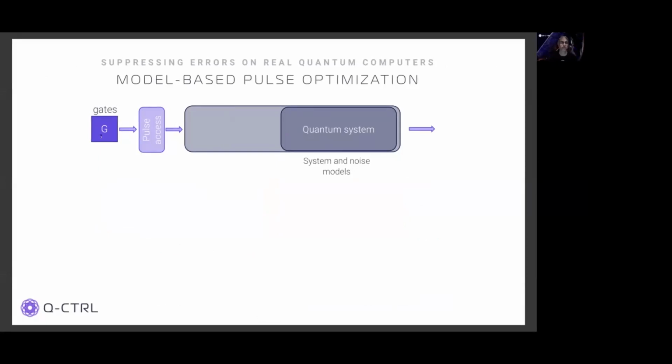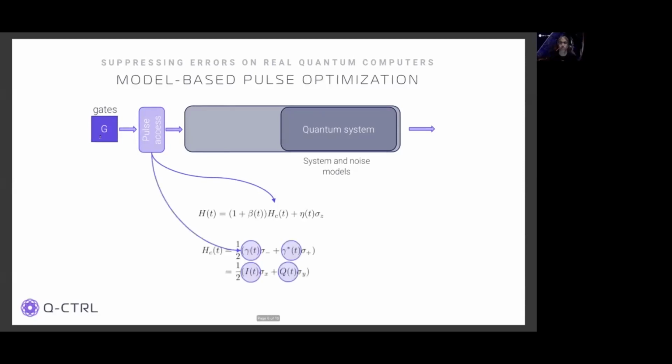For now, let's be at peace with our ignorance about the hardware and consider the very basic model that we may have to consider for the quantum system. We have a control Hamiltonian representing the physical interaction that performs the gate, with gamma being this complex shape of the pulse. Alternatively, it can be written in terms of I and Q variables, which is more common for superconducting qubits.